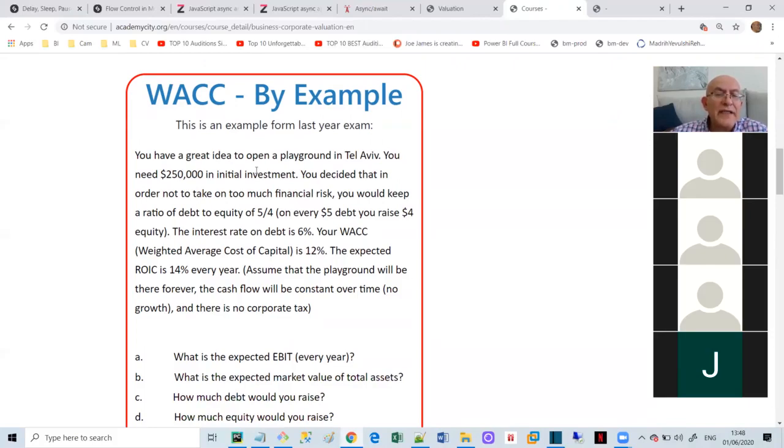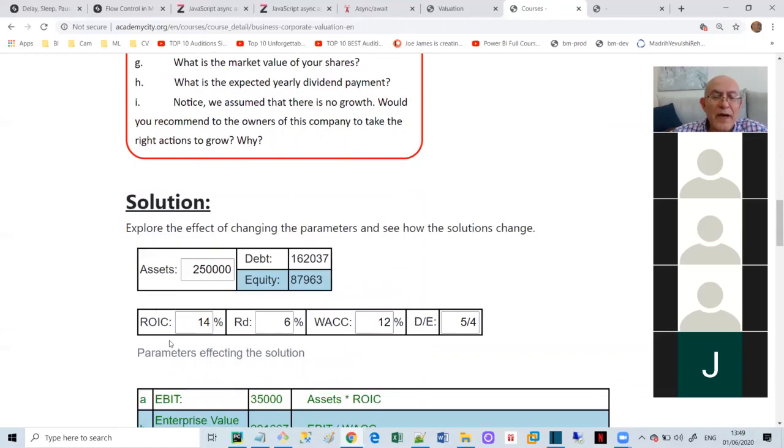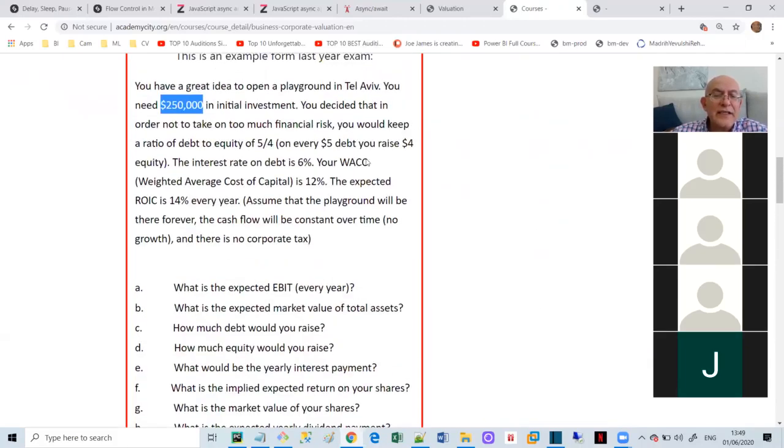You have a great idea to open a playground in Tel Aviv. Just made it up. You need 250,000 initial investment. That means this is the amount of money you're going to raise. What I did here in the solution, I organized all the parameters we're going to read in a second right here. So don't worry about it. All the detail will be right down here. So that's the initial investment I need.